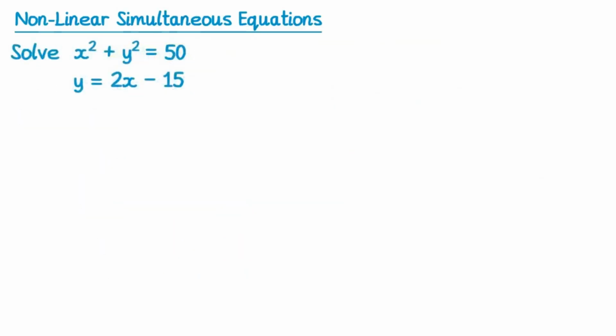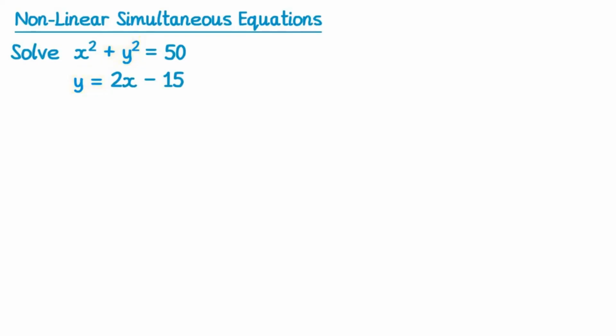In this question, things are different once again. In the last two questions, we got the equations in the form y equals and then set them equal to each other. In this question, the second equation is in the form y equals, but the first one isn't. In fact, the first one has a y squared, which is something we haven't come across yet. We approach these in a slightly different way.